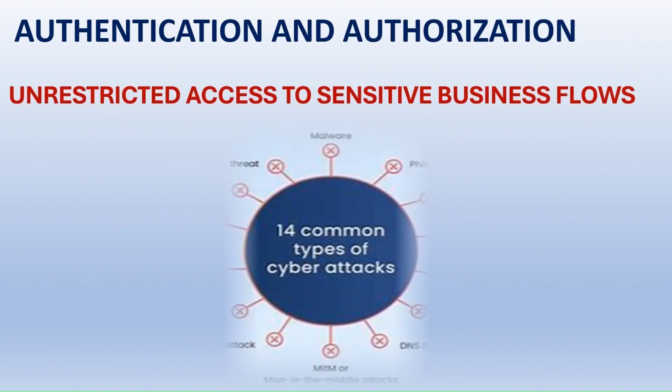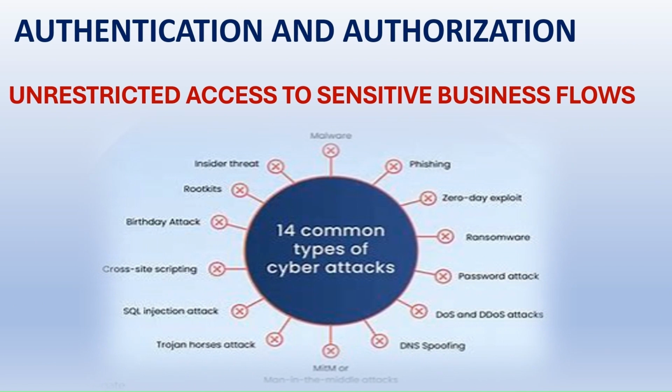Lastly, unrestricted access to sensitive business flows occurs when an API lacks proper access control or authorization checks, allowing attackers to automate access to sensitive business flows backed by the API.